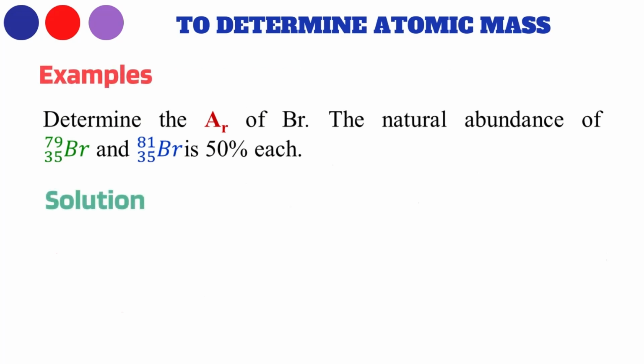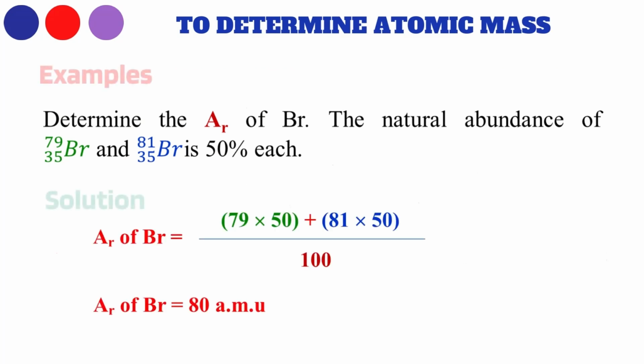Bromine has two most common isotopes, bromine 79 and bromine 81. Their natural abundance is 50% each, so try to calculate it. Hopefully you would have calculated and your answer would be 80 AMU. It is easier than the others. Anyhow, we can understand how to determine relative atomic mass from the natural abundance. But remember that you must have these two values, the isotopic mass and the natural abundance.